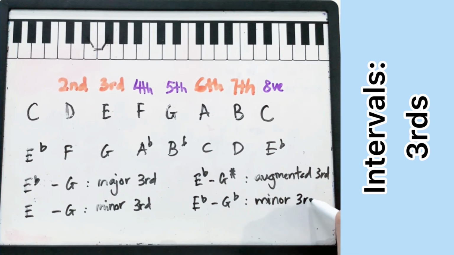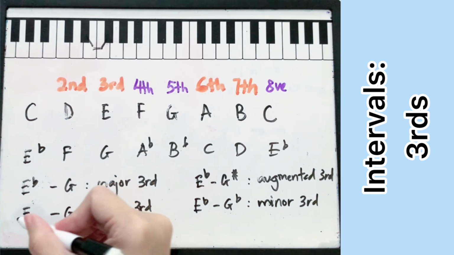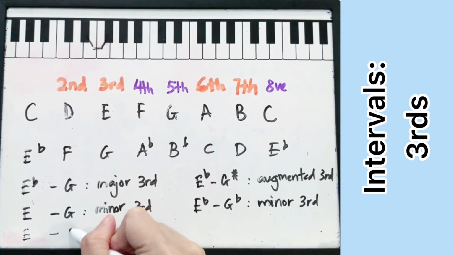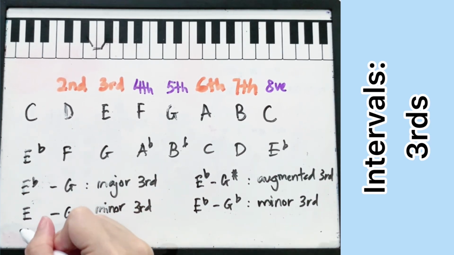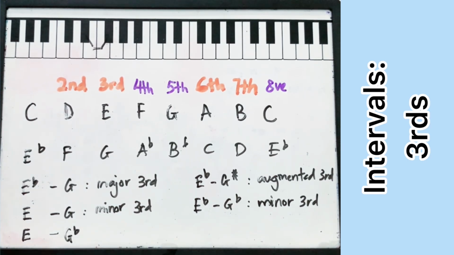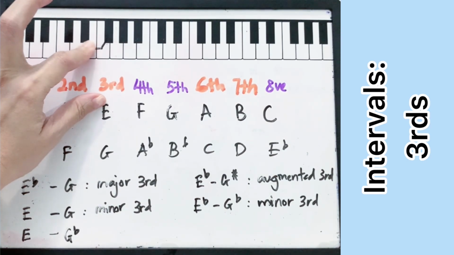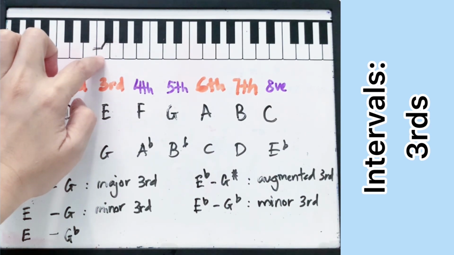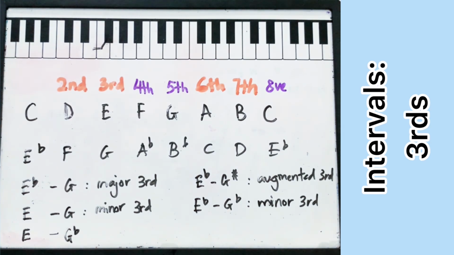Okay, minor third. Finally, try. What if we have E to G flat? So what happens here is you have E to G flat, and the distance has been shortened even more.